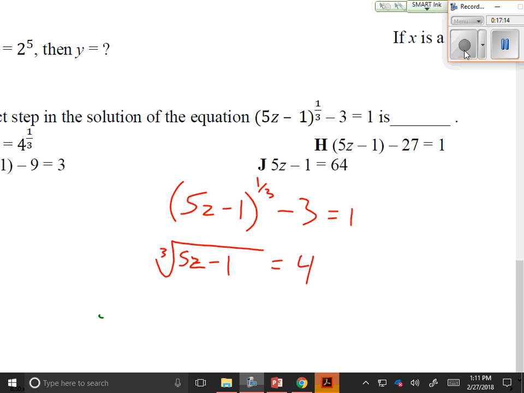But first, let's see. Do I have this anywhere up there as one of my answer choices? No. So I got to keep going, because there's a couple steps, and it's looking for one of the steps in the sequence. So if I cube both sides, that kills the cube root, so I'm just left with 5c minus 1. And 4 to the 3rd is 64. Is that up there? J is one of the steps in the sequence.